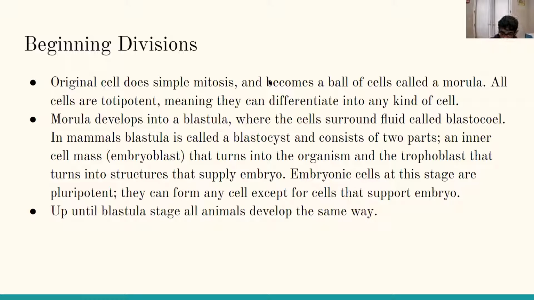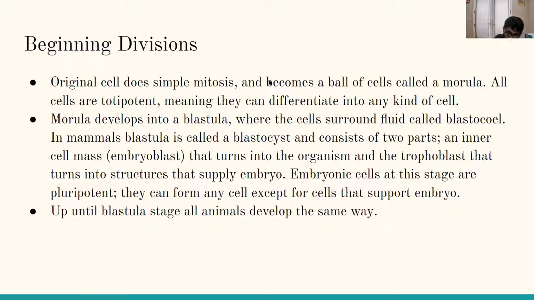And the blastocyst consists of a trophoblast, which is an outer cell layer, and an embryoblast, which is the inner cell mass. The inner cell mass develops into the actual embryo, while the trophoblast develops into the support organs, like a placenta. And the inner cell mass is pluripotent, and pluripotency means it can differentiate into any type of cell except for support organ cells like a placenta. And if you've ever heard of embryonic stem cell research, those are the type of cells that they use.